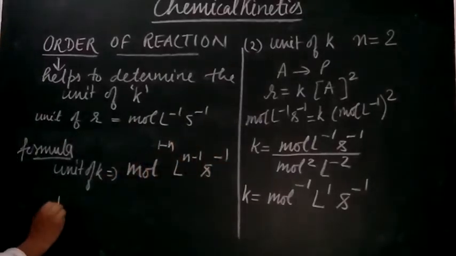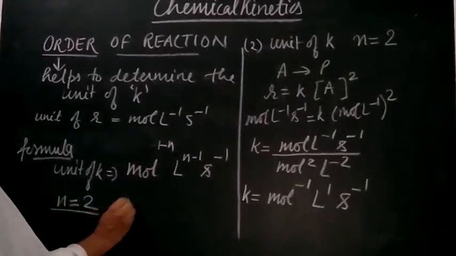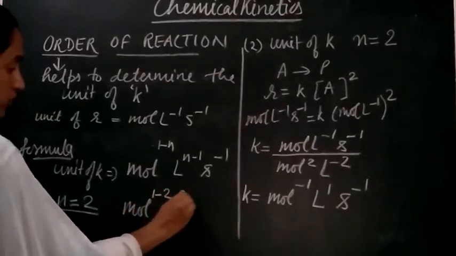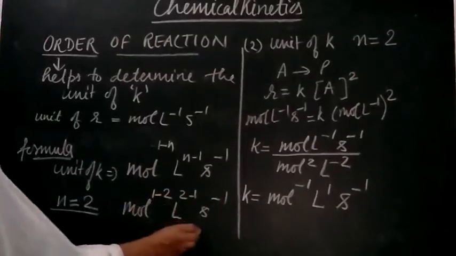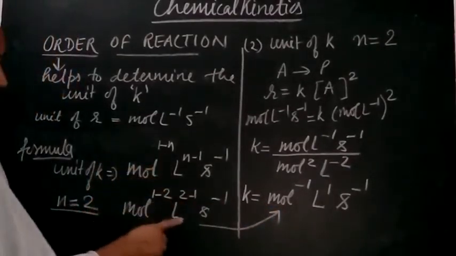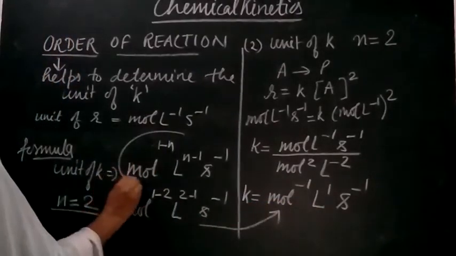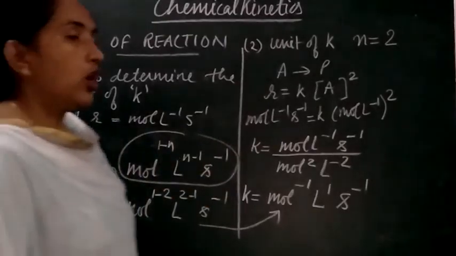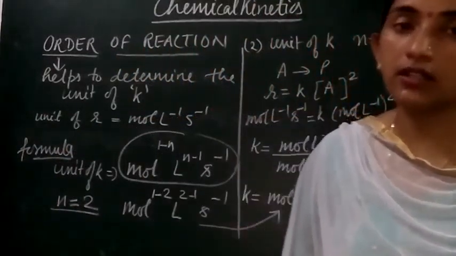So if we have to find out the unit of K for the second order, what will it be? It will be mole 1 minus 2, liter 2 minus 1, second minus 1. So mole 1 minus 2, how much, student? It is mole inverse. Liter 2 minus 1 means 1, and second inverse. So just by using this formula, you can find out the unit of K when the order of the reaction is given to you. So students, just get the things noted down.